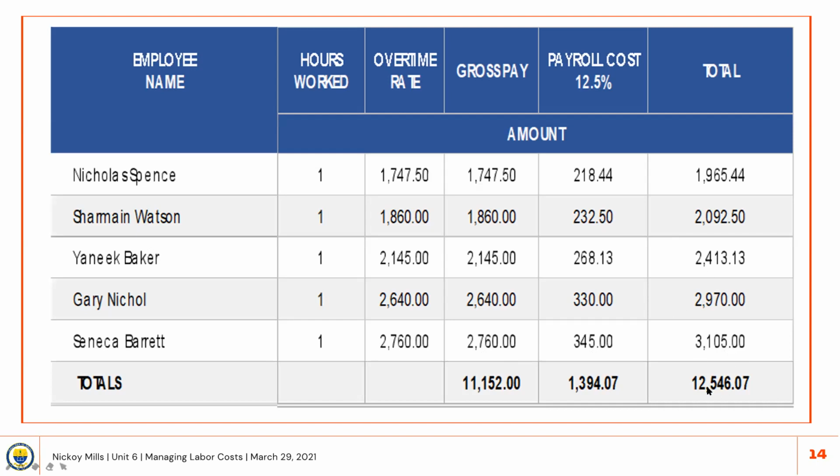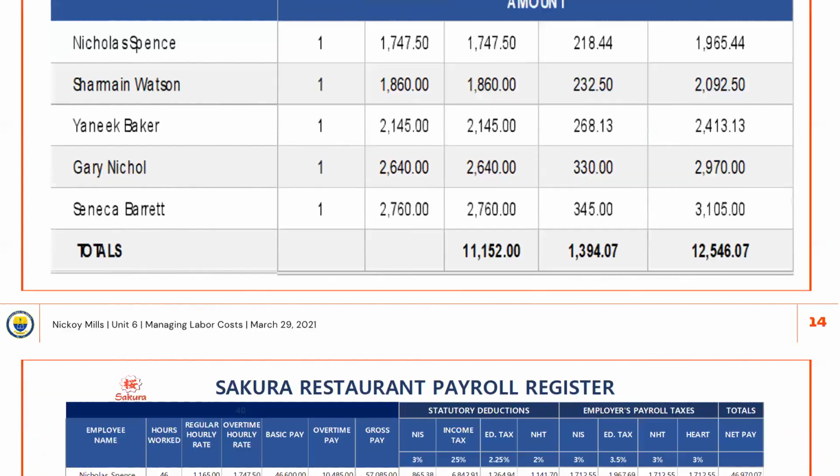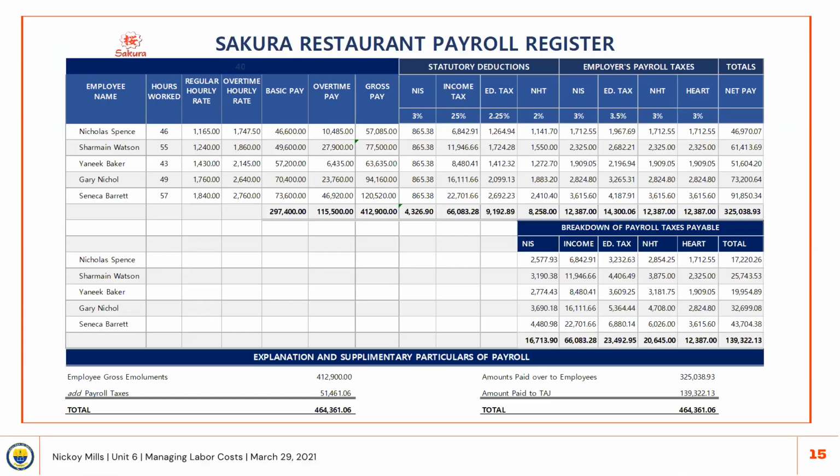And so your total payroll cost will be $12,546.70. Now, this is how it looks on the spreadsheet, what I was doing before. All right, so we went through this already, so I'm not going to go through that. I did the breakdown of the payroll taxes. I won't go through that right now.